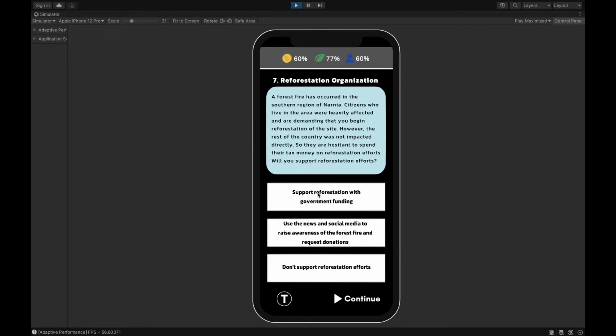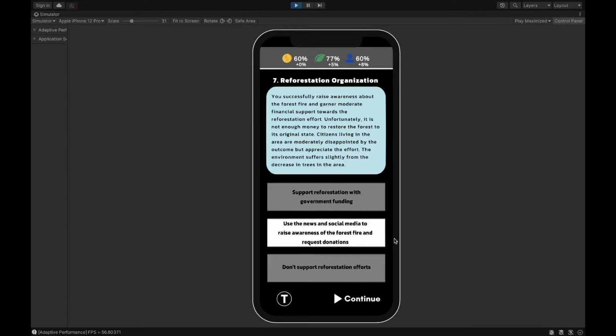I'm assuming this will negatively impact the economic score, so we can go ahead and use the news and social media instead to create donations from the public themselves. And yeah, so it didn't negatively impact our economic score, thankfully, but it did cause our societal and environmental score to go up.